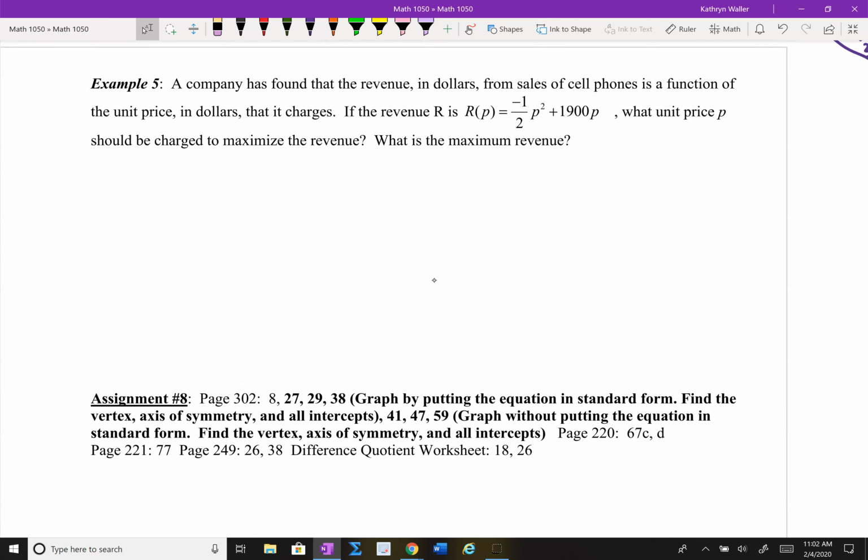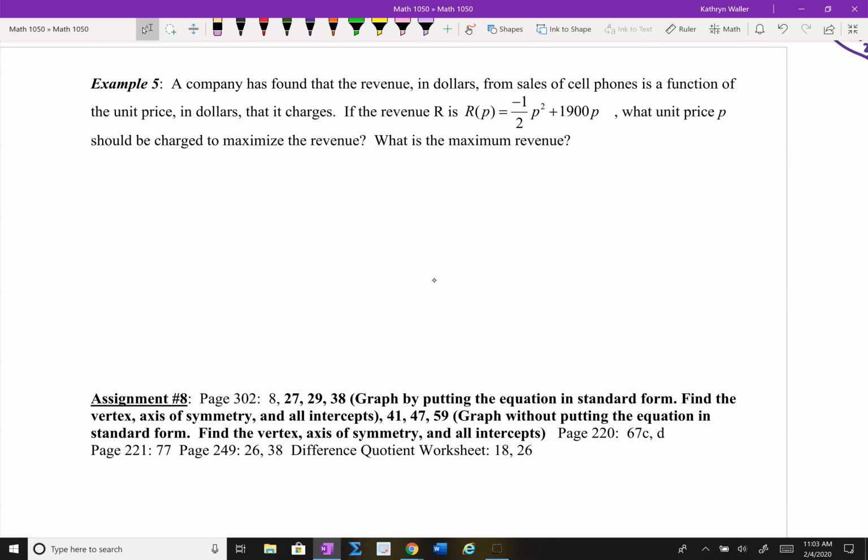A company has found that the revenue in dollars from sales of cell phones is a function of the unit price in dollars that it charges. If the revenue is given by this equation, what unit price should be charged to maximize revenue, and what is the maximum revenue?